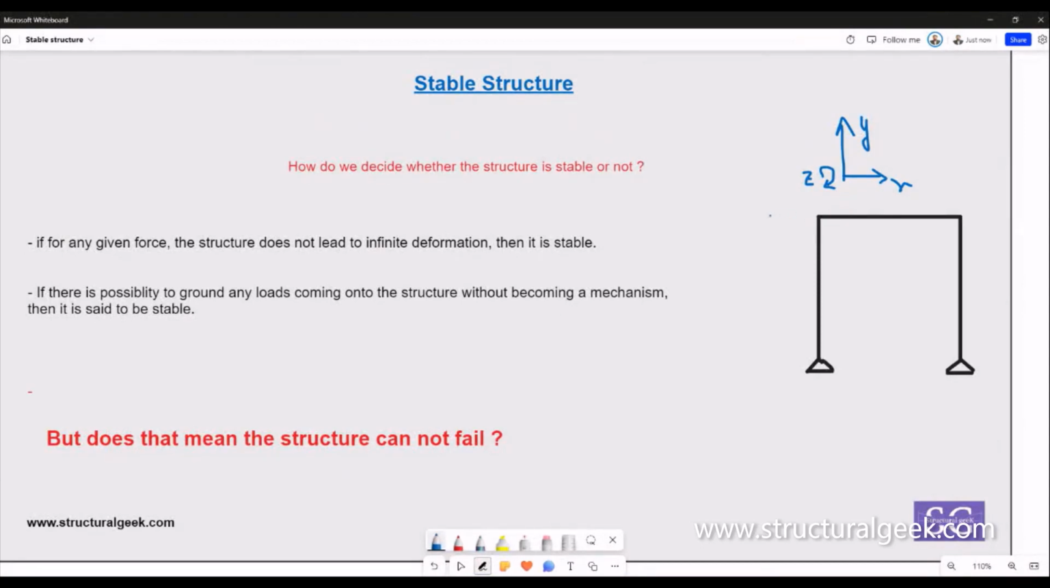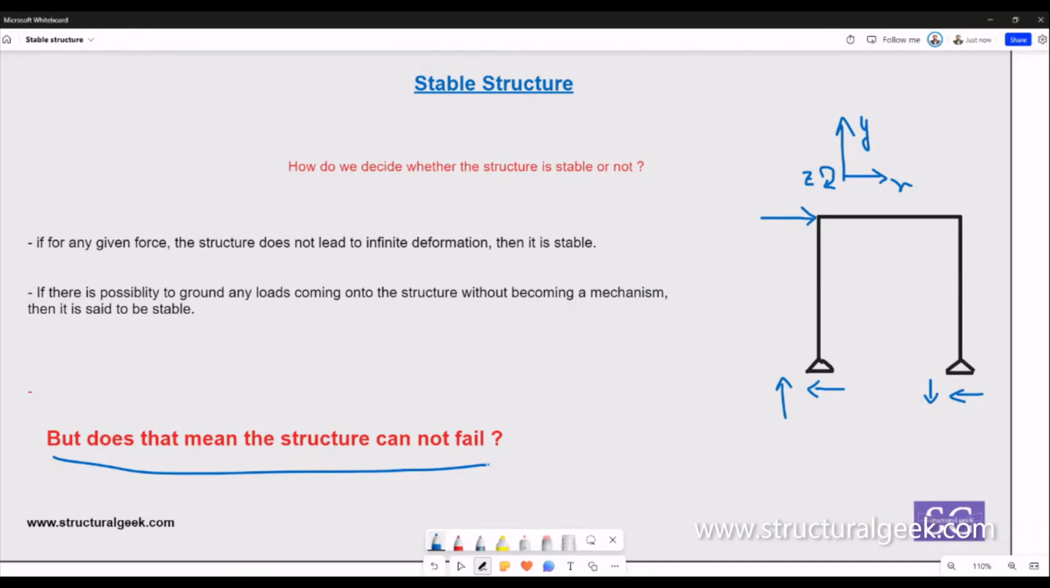Let's say we have a load coming in x direction acting at this point. If there is a possibility to ground that force through the support reactions and the structure does not fall and become a mechanism, it is stable. We are not saying over here that the structure cannot collapse. A structure can collapse as the support fails or any member fails in the stresses that are being developed. So we do not say that it cannot fail. Stability does not mean the structure cannot fail.